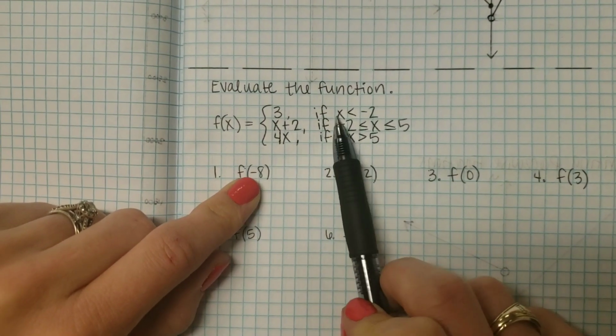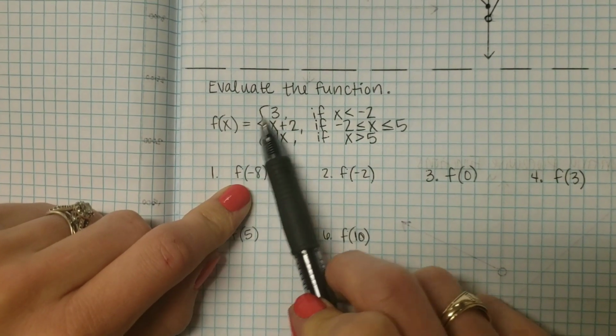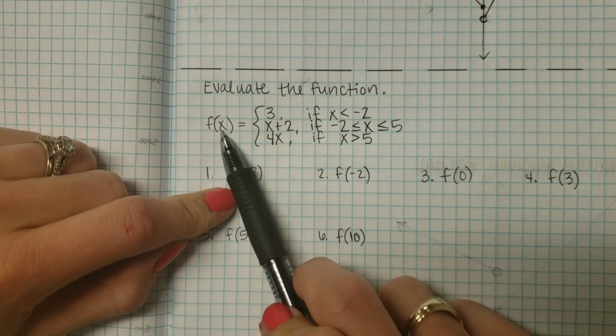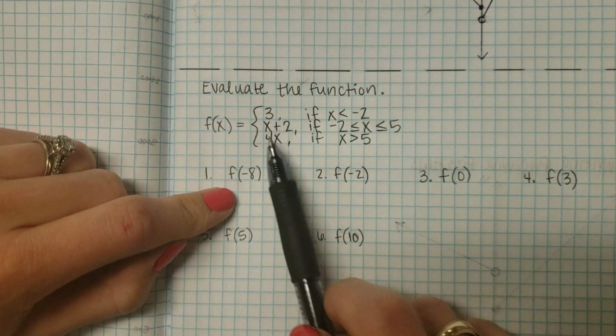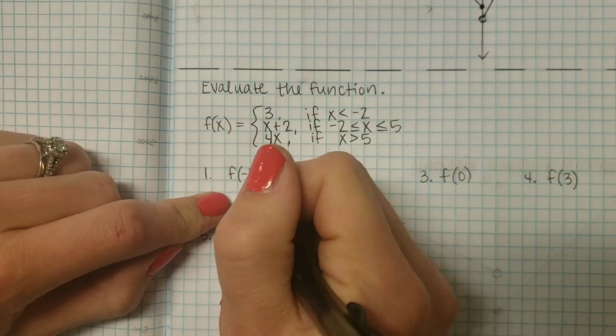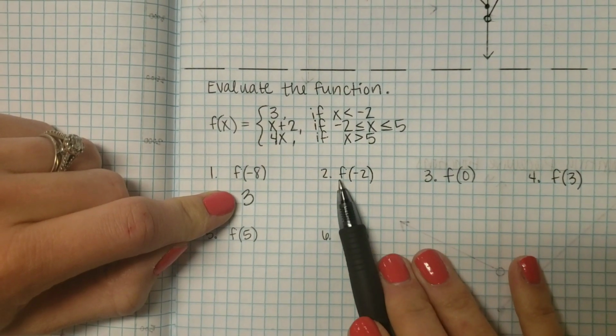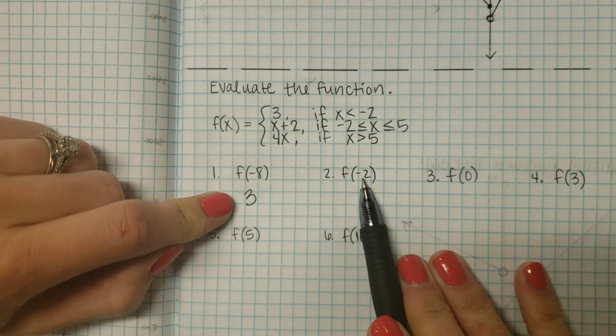So when x is negative 8, y equals 3. This one has nothing for us to solve. It just flat out tells me y equals 3. Down here, we're going to have to do a little bit more work than that. My answer is 3.